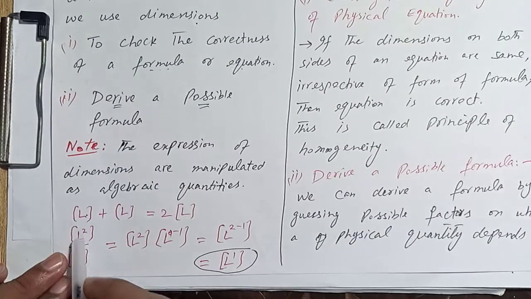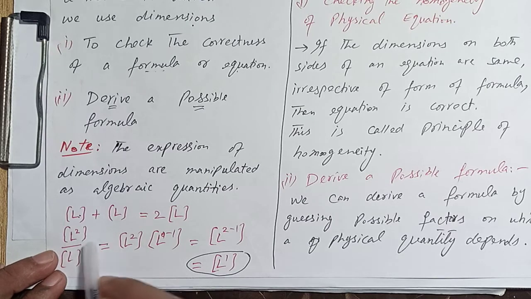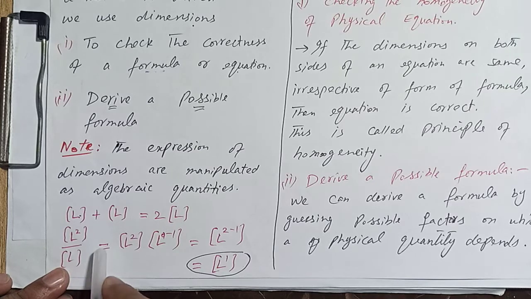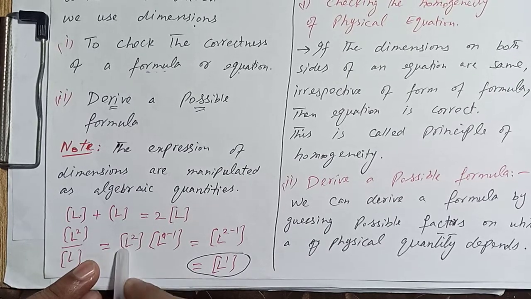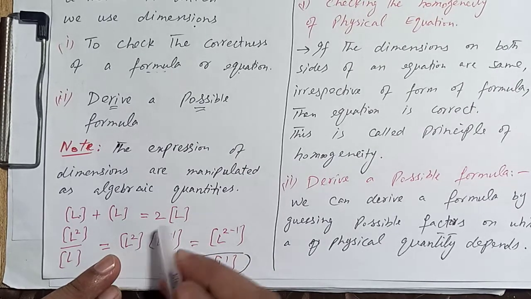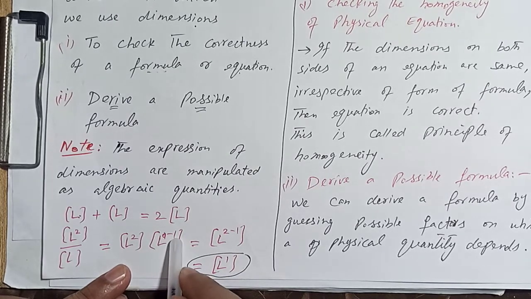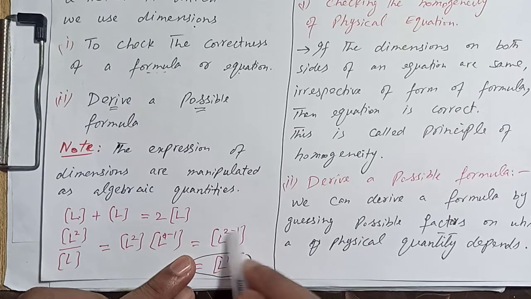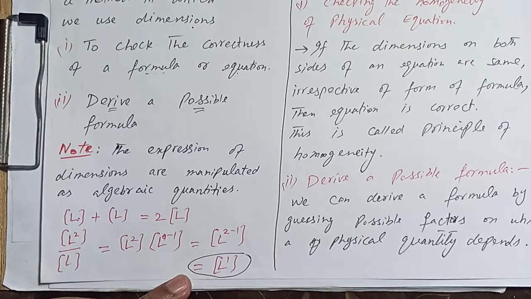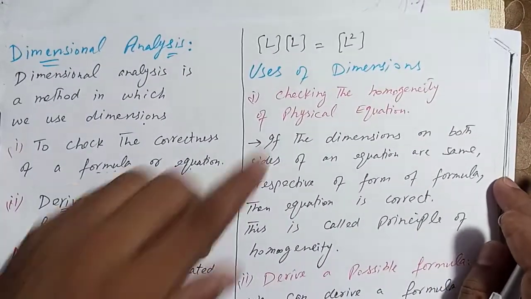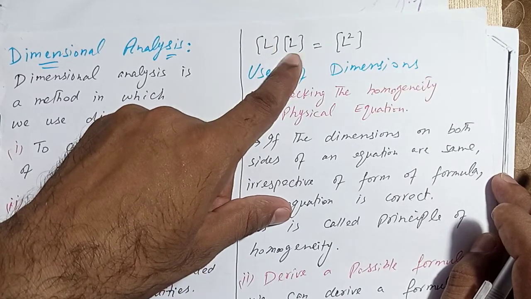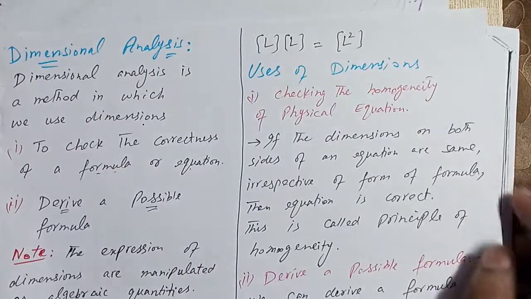Or we can take the example of division: dimension of L square divided by dimension of L is equal to dimension of L square, which means L square into L's power minus 1, written as L's power 2 minus 1, which is equal to L. And in multiplication, we can write the dimension of L multiplied by dimension of L. L multiplied by L is equal to L square.